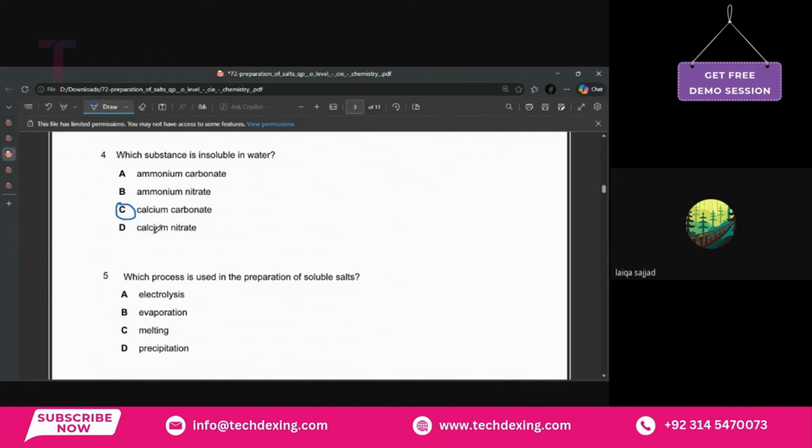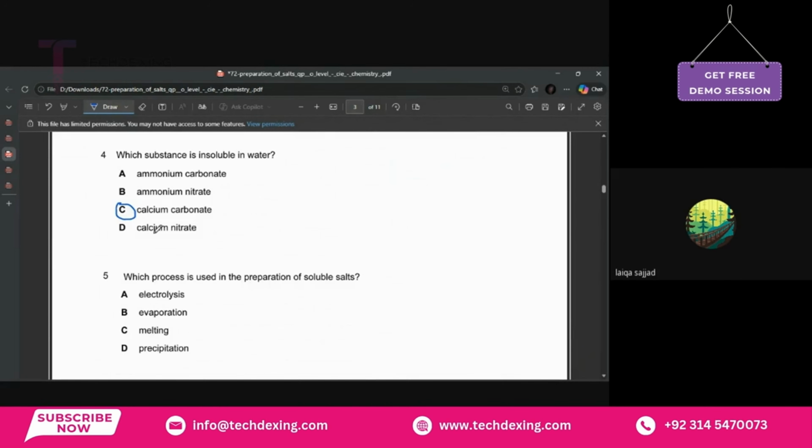And what about carbonates? Are all the carbonates insoluble? No, not all. What are the exceptions? Sodium, potassium, and ammonium. Very good. Most of the carbonates are insoluble except for the ones that contain the group 1 elements like sodium or potassium. Okay, very good.